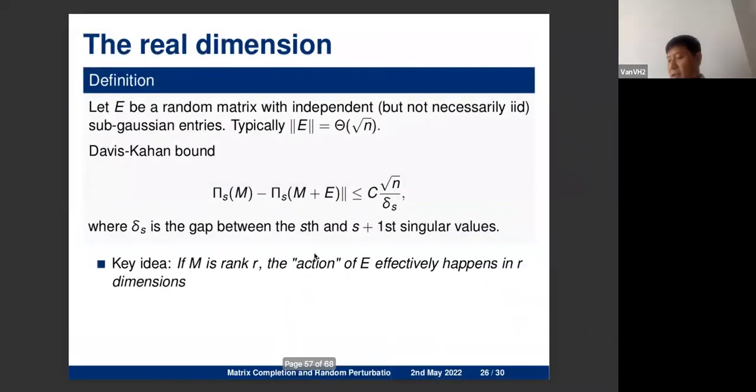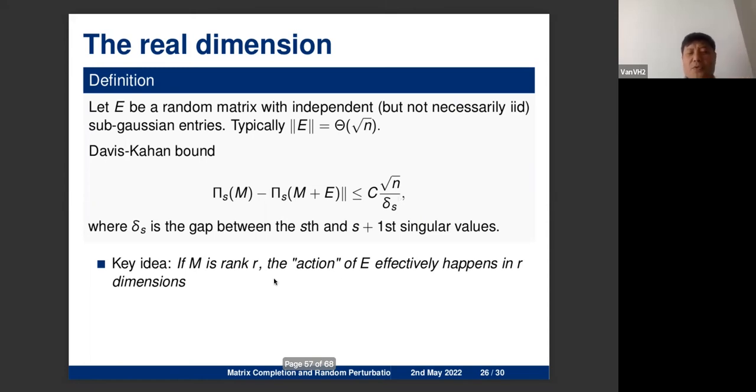Now comes a very important observation about low rank. Typically, we talk about E being a random matrix with independent entries, and in our case they are not necessarily IID, but let's say that they are bounded or sub-Gaussian entries. Then typically the norm of E is of order square root n. So the Davis-Kahan bound would give us a bound which is the norm of E over the gap, right? So square root n over delta S.